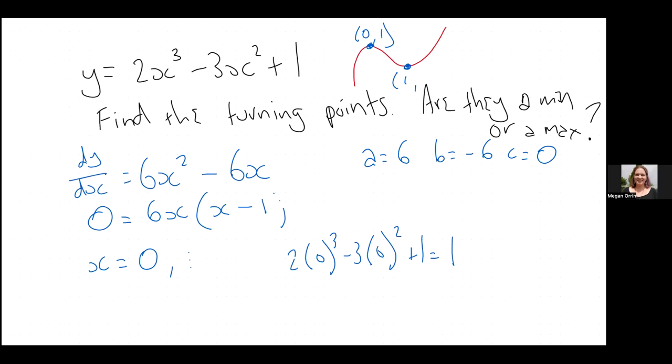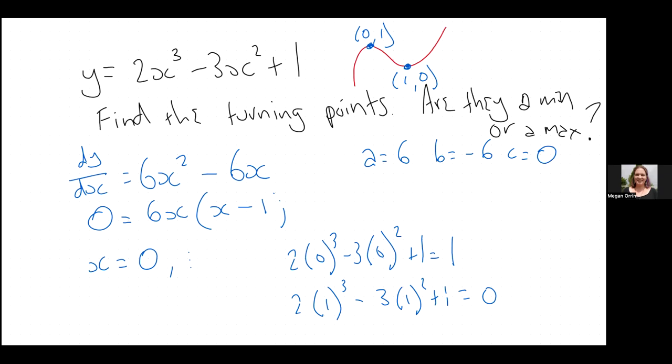We're going to do the same thing with 1. 2 times 1 cubed minus 3 times 1 squared plus 1 is 0. So this is 2 minus 3, which is negative 1, plus 1 is 0. That means this coordinate is (1, 0).